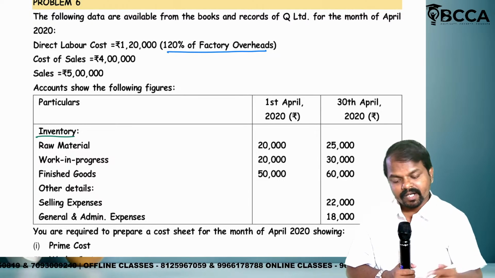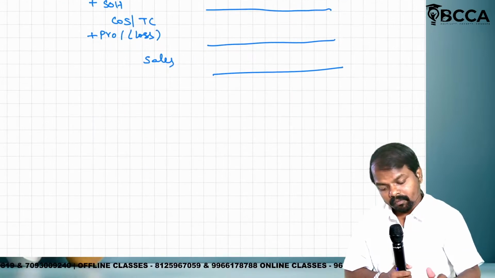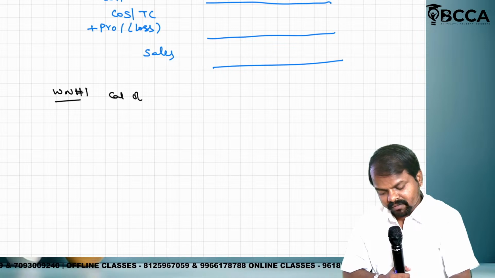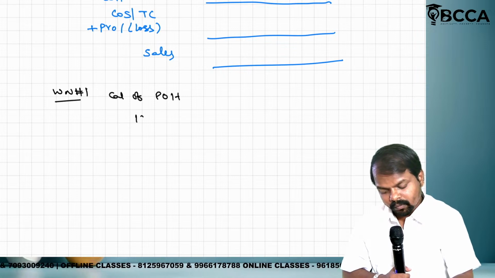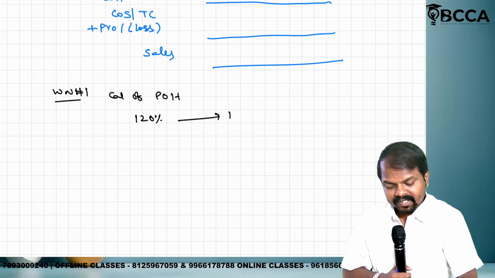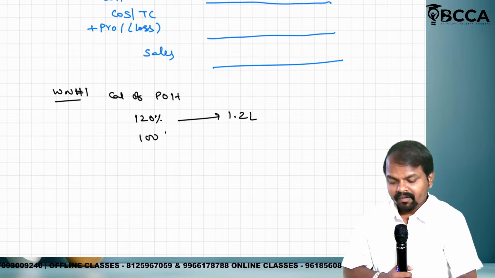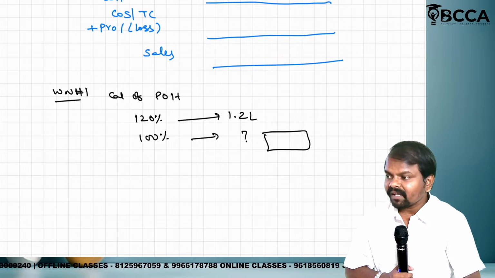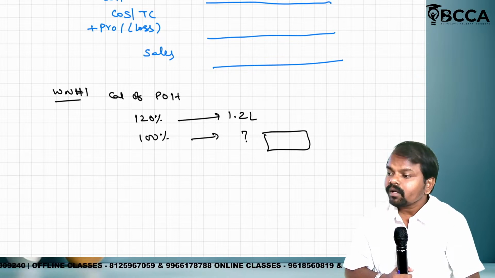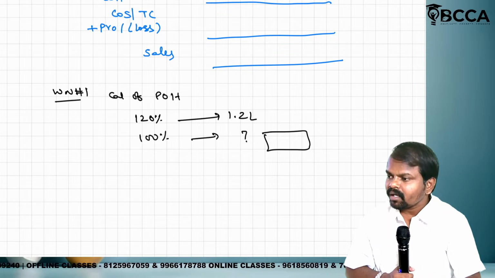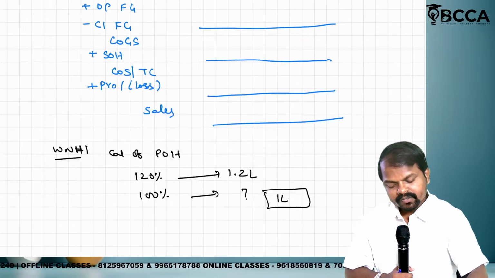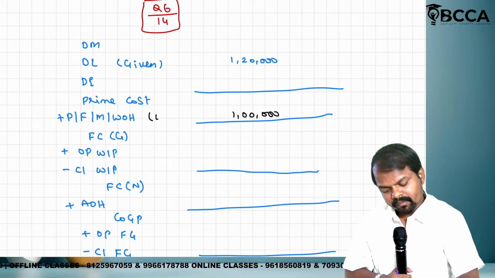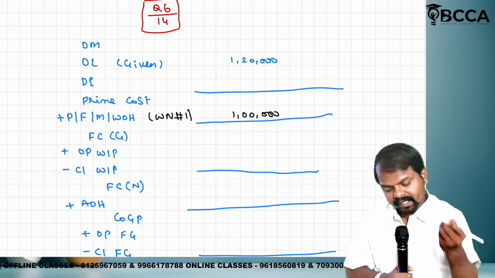120% of factory cost. It means we will go for working note 1, calculation of POH. 120% represents 1,20,000. Correct? For 100%, how much? 1 lakh. So POH will be referred to as 1 lakh. Listen carefully, working note number 1.